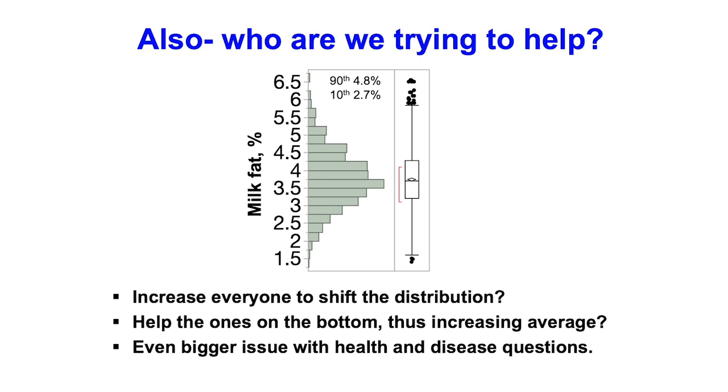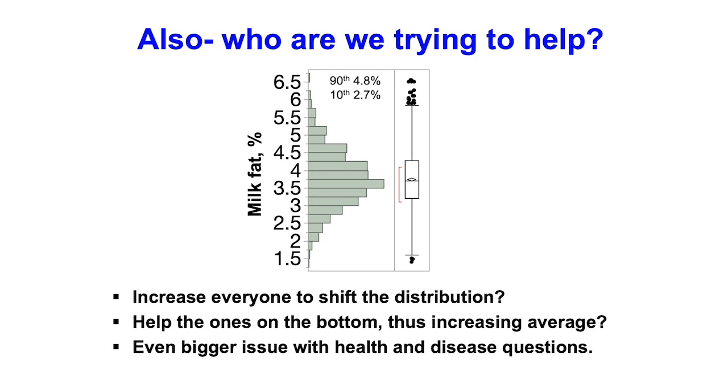So if you're trying to increase milk fat, how do you do this? Do you try to increase everyone to shift the whole distribution up? Do you help the ones at the bottom? So you take these at the tail and move them up, and now you move the mean up? There might be more potential to do that, especially from the standpoint of biohydrogenation-induced milk fat depression.